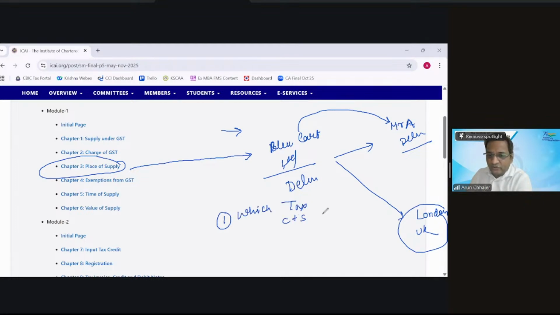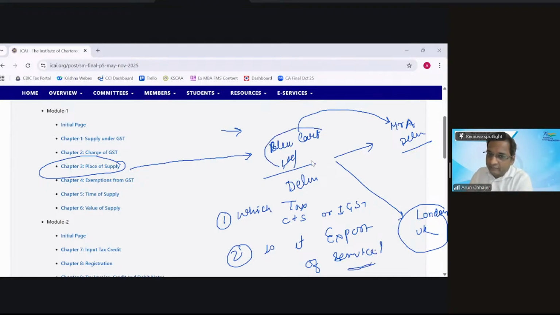CGST plus SGST or IGST? And is it export of service for Blue Dart? Export of service, I'm not talking about the goods. The goods are in export, there is no doubt. I'm asking the question in the hands of Blue Dart Limited only.